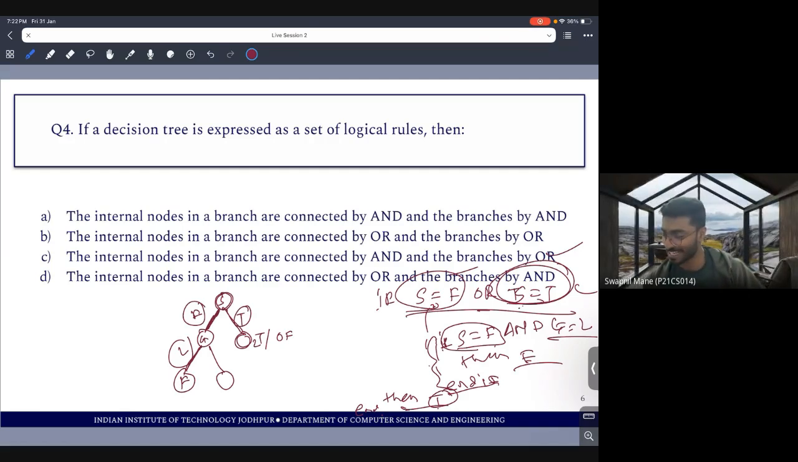So yeah, this is how we write logical rules. In the next question as well, this concept will come, but let it be. It's fine to understand this concept along with the question. So here the internal nodes in the branches are connected by AND and the branches by the OR operation, right? So here option C is correct.